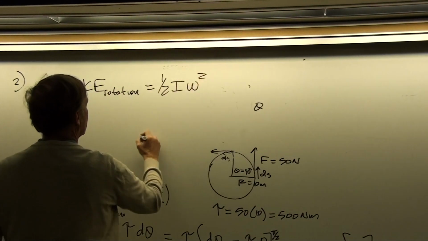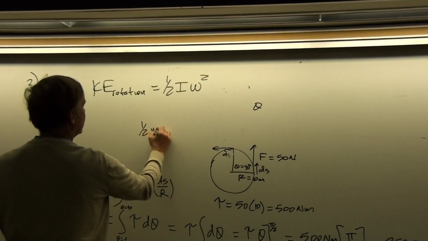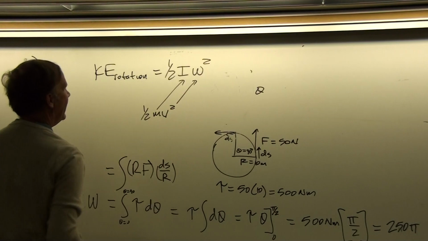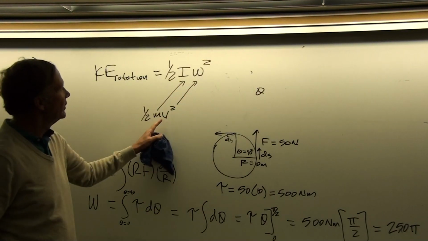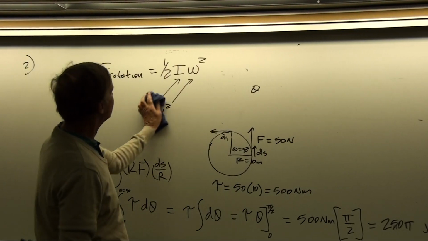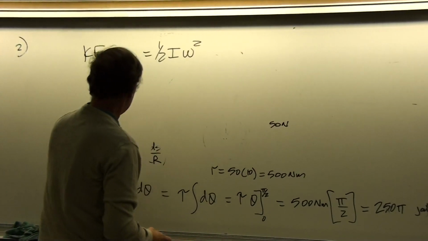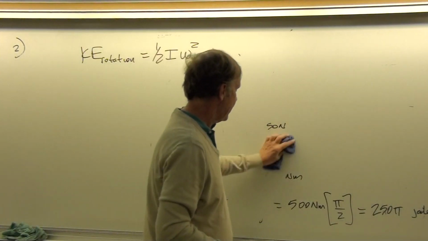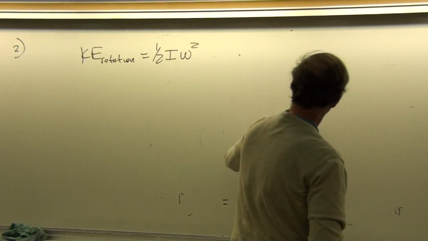So with kinetic energy of translation, we just take the mass and replace it by the moment of inertia, the velocity replace it by omega, and that gives us this expression for the kinetic energy of rotation. Now that's not a derivation, but that is a correspondence that works.